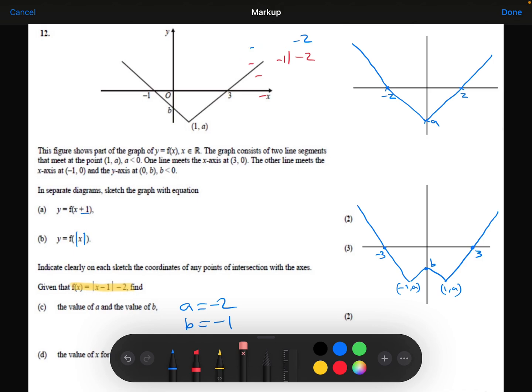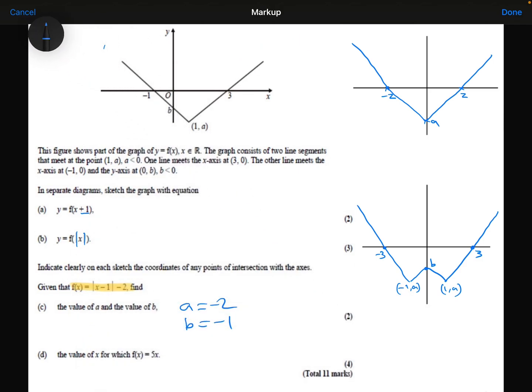And then finally, part D. We need to find the value of x for which f of x is equal to 5x. So let me draw 5x onto my graph so I can see where it intersects with the f of x function. 5x, I know it's got a y-intercept of 0, it's going to go through the origin, and it's got a gradient of 5.